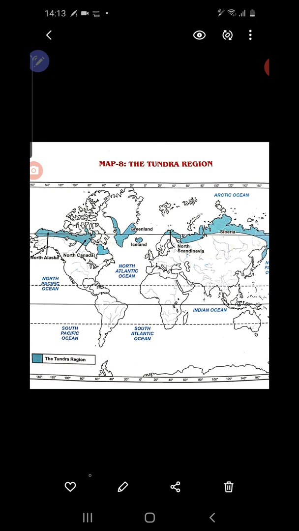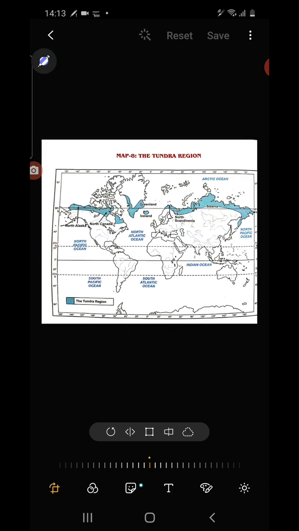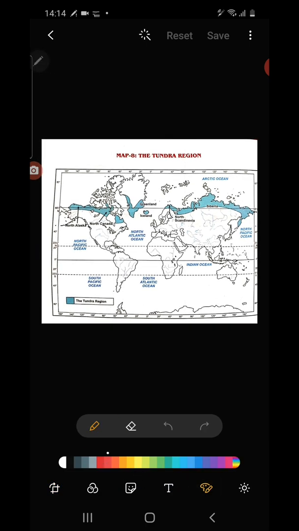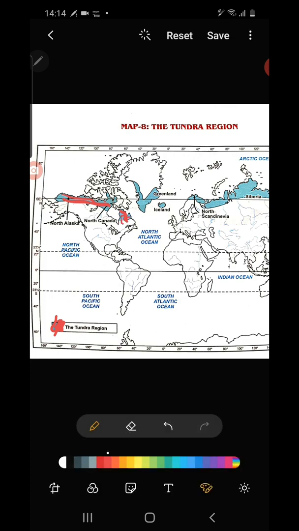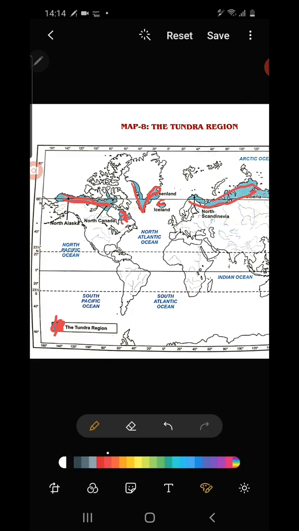So when you mark the Tundra region on a map, as I told you, fill the column with the particular color you apply, and then you can shade as it is shown here. Don't shade anywhere else when the Tundra region is asked. You have to shade only these regions. For this you need to study the map. So these are all about natural regions. Next we discuss the water bodies.